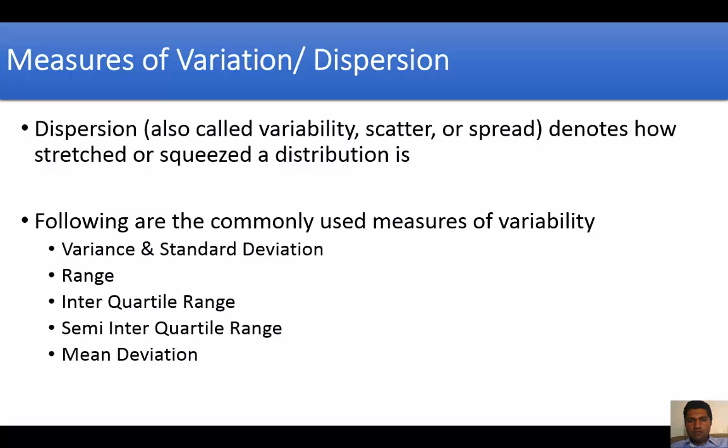Variance and standard deviation, the most widely used measure. Range, interquartile range, semi-interquartile range or quartile deviation, and the last one is mean deviation.